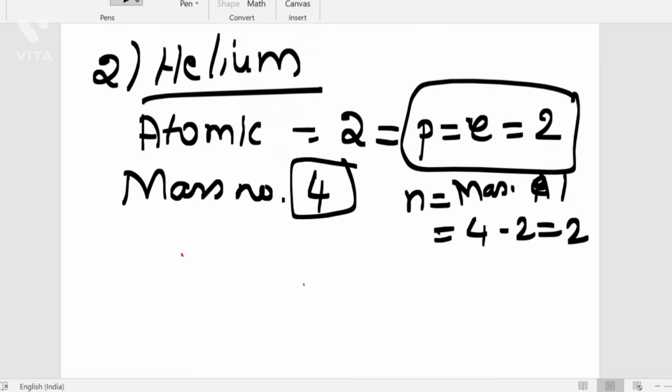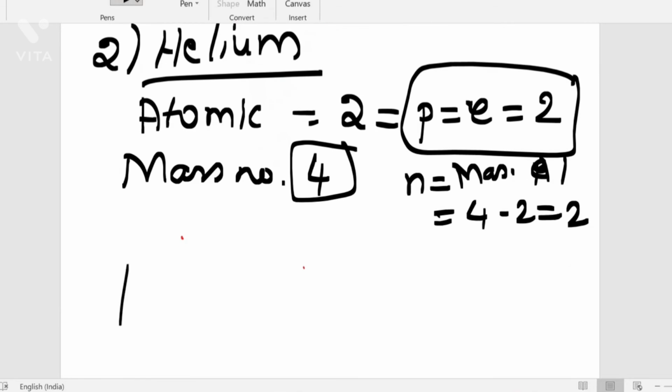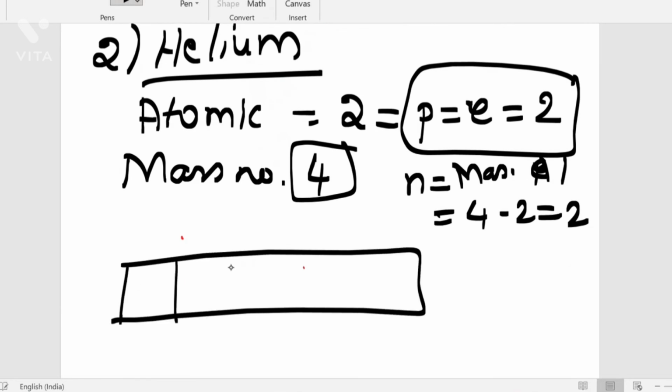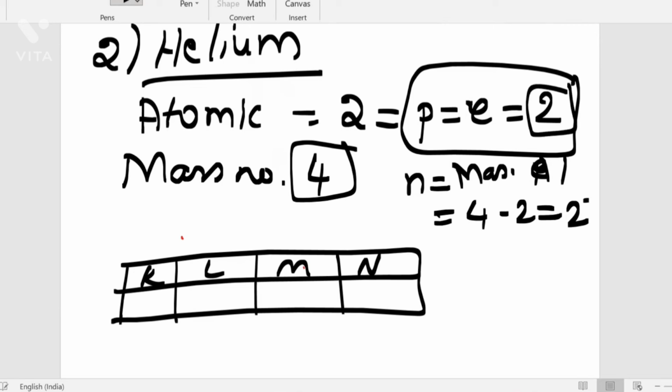Now to write the electronic configuration. How to write the electronic configuration? I have to draw 4 shells, K, L, M, N. Here how many electrons are there? 2. So I have to draw this in the K shell only. The remaining shells are not present.